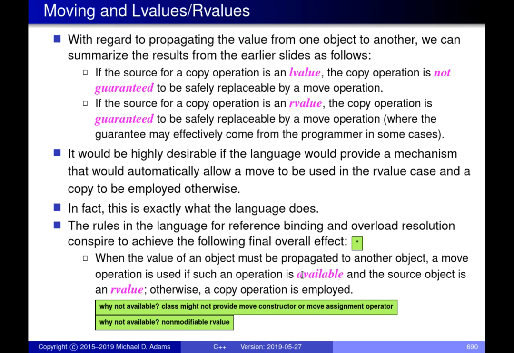In this case, instead of getting a compiler error saying, oh my God, I want to move, but I can't, it will just silently fall back on a copy. So this is what's meant by available. The compiler will look at the expression you're trying to propagate the value from, the source of the propagation operation. It will say, is it an R value? If it is, we'll try to use a move if there's one available, but there might not be for the reasons that I just mentioned. Otherwise, it will fall back on a copy.